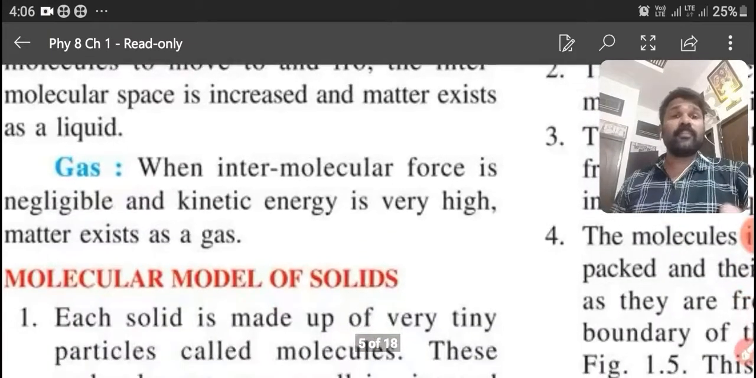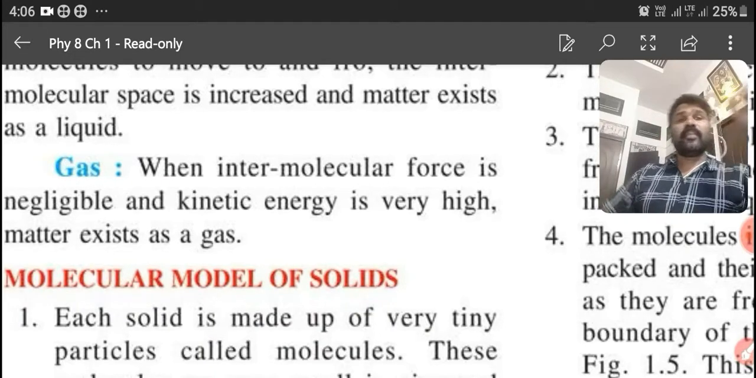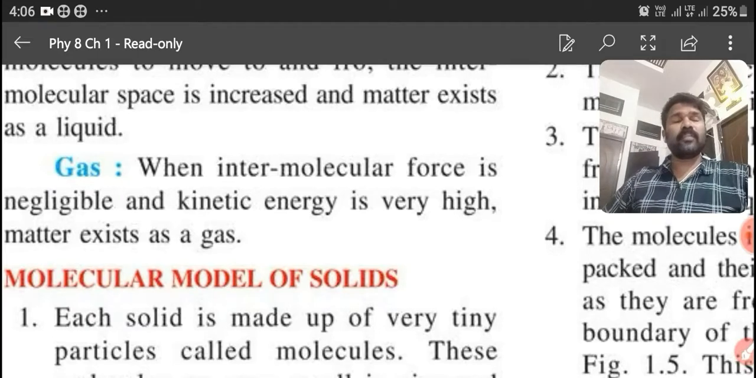Now gas: when intermolecular force is negligible and kinetic energy is very high. In a gas, the intermolecular force is negligible, and that's why the kinetic energy is very high. The molecules can move here and there in a gas. That is why the matter exists as a gas.